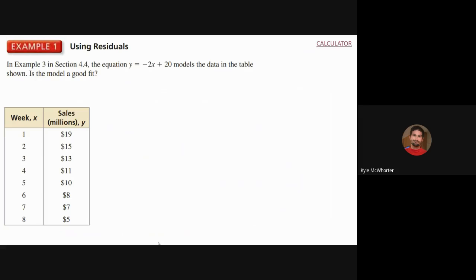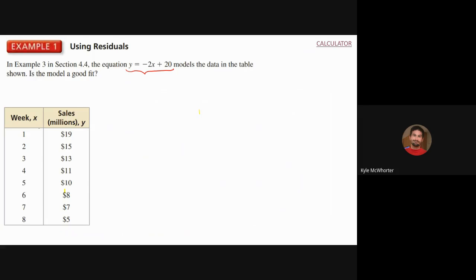So in the last section, we did an example where we had the sales of a movie or something, a DVD. After a certain number of weeks had gone by, the first week they did 19 million, the second week they sold 15 million, third week they sold 13 million, and so on. We found this line of fit back then. So what we want to do now is analyze if that equation is a good fit. So here's what we'll do.